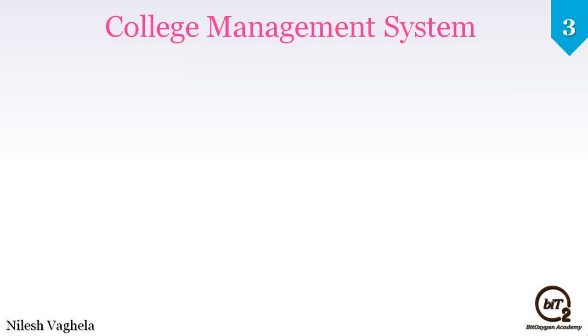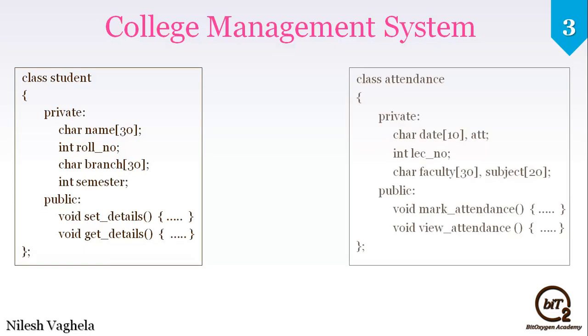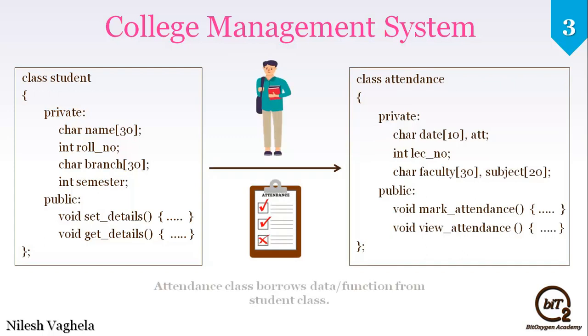Then, if we talk about our college management system, that is a project based example, not real life, we are having a student class as well as an attendance class, and to do the attendance we need the properties of student. At that time we are borrowing data and functions from the student class. So over here as well, one attendance class is borrowing data from only one student class.